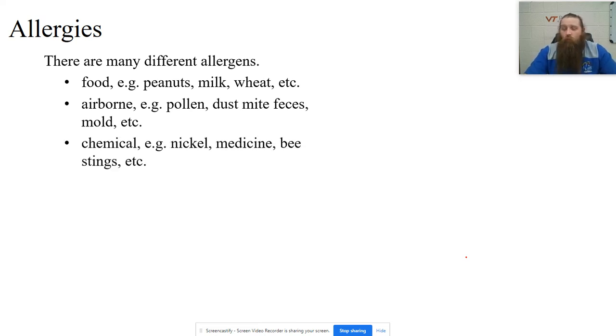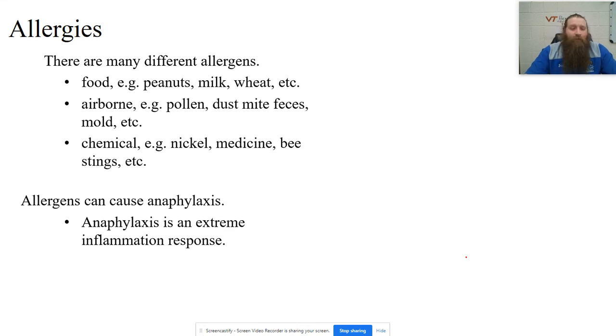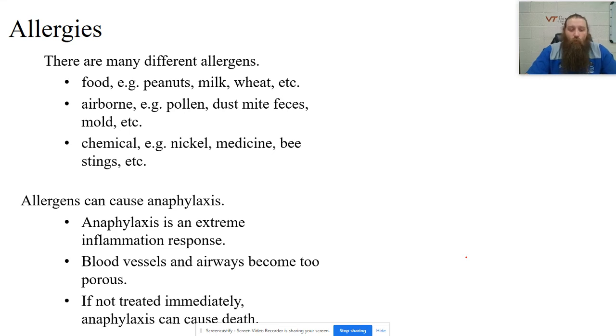You can be allergic to mold. You can have a chemical allergy. You can be allergic to metals, like certain metals can lead to redness on the skin, bee stings. You can be allergic to a medicine, like if you're allergic to penicillin or amoxicillin. And unfortunately, allergens can cause what we call anaphylaxis. Anaphylaxis is an extreme inflammation response. It causes your blood vessels and your airways to become too porous, and if not treated immediately, it can actually kill you. So that's an unfortunate side effect of our immune system.